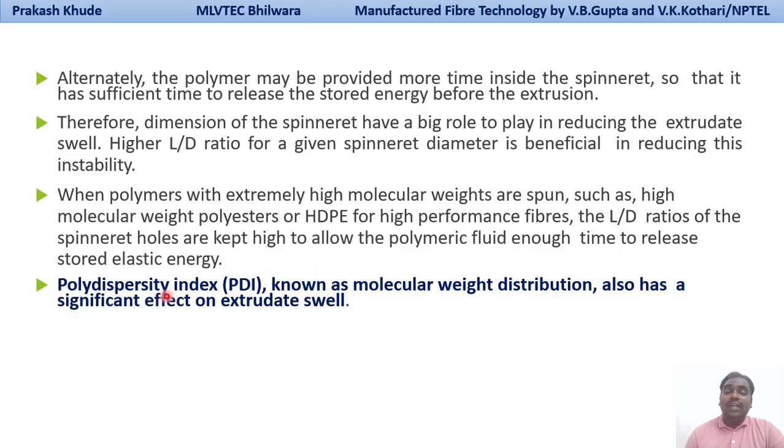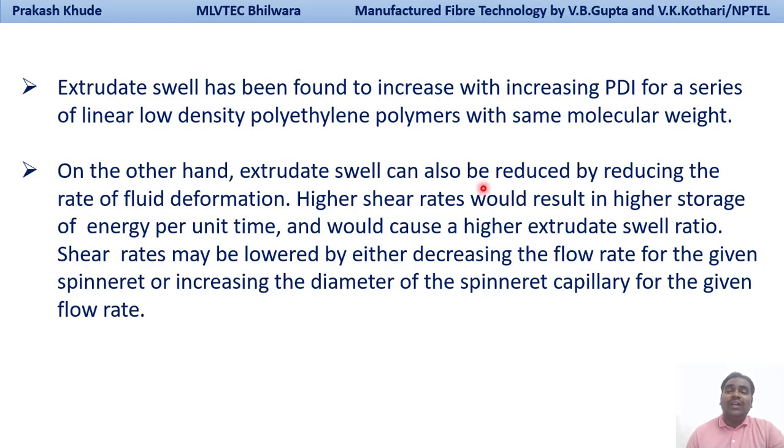Next is the polydispersity index, which is known as the molecular weight distribution, and it also has a significant influence on your extrudate swell. The extrudate swell has been found to increase with PDI, that is polydispersity index, for a series of linear low density polyethylene polymers with the same molecular weight. So if you increase your polydispersity index, that will result in increased extrudate swell.